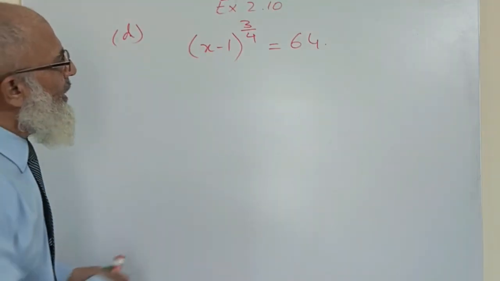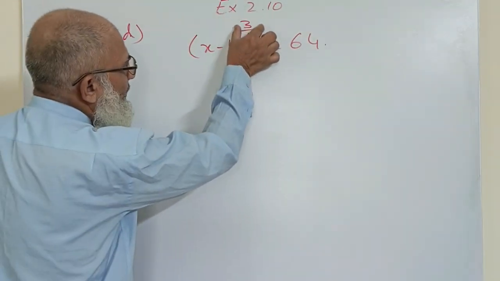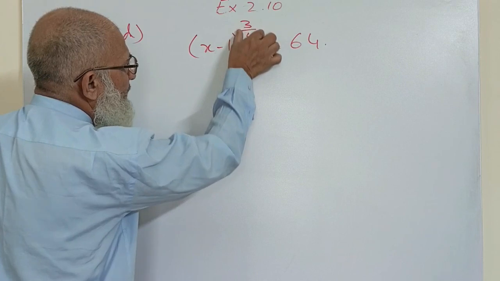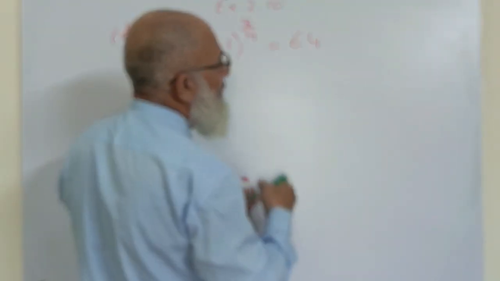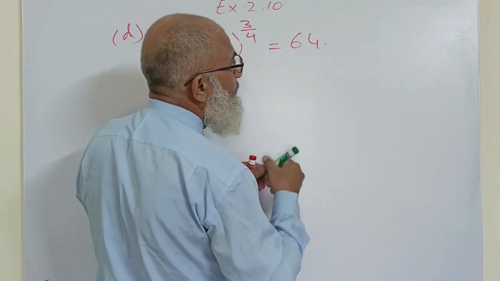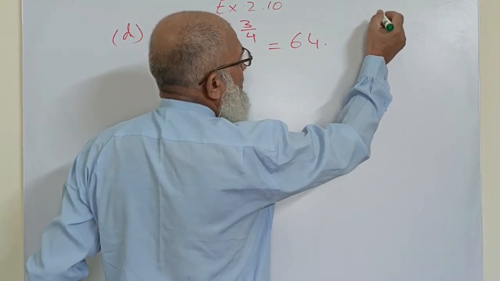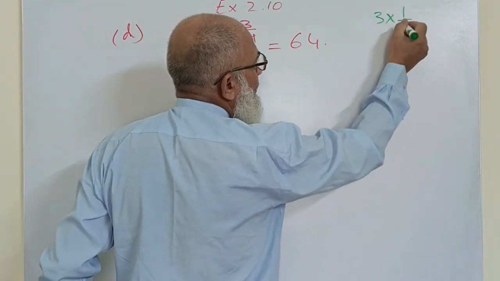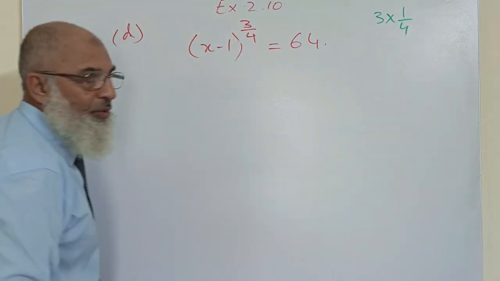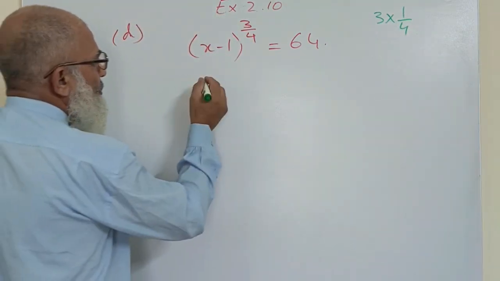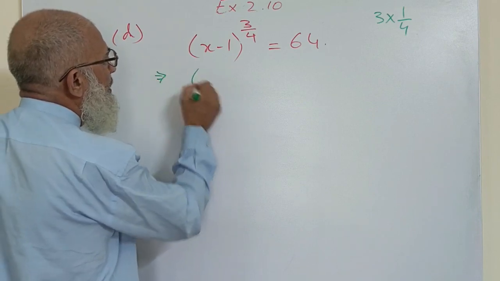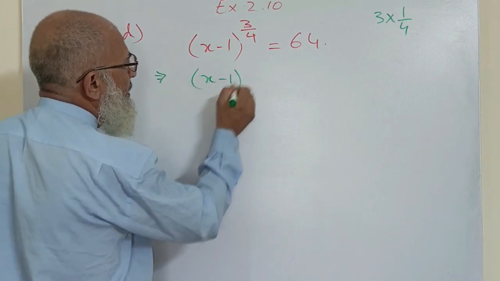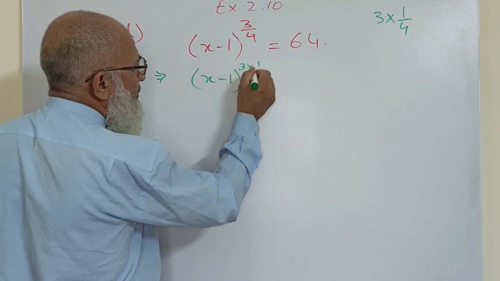You see, if I just bifurcate this 3 by 4, we can write this 3 by 4 in this way also. This is 3 multiplied by 1 by 4. You can write it in this way also. So it is very easy to write it in this way: (x minus 1) to the power 3 multiplied by 1 by 4.